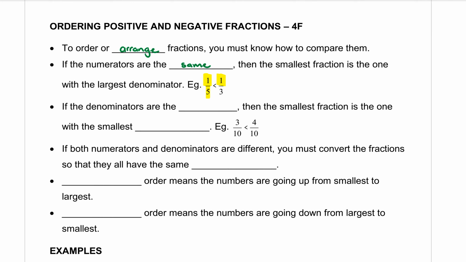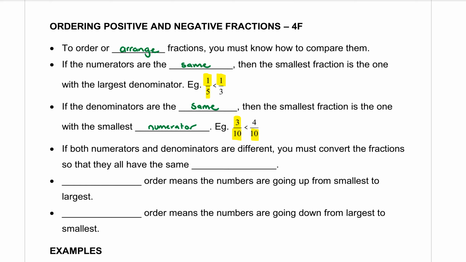Next one, if the denominators are the same, then the smallest fraction is the one with the smallest numerator. Okay, so we can use this example here. Now we have the denominators the same, so the two things have been divided up into the same number of parts, which means that the smallest one is the one with the smallest number on the top. So 3/10 is smaller than 4/10.